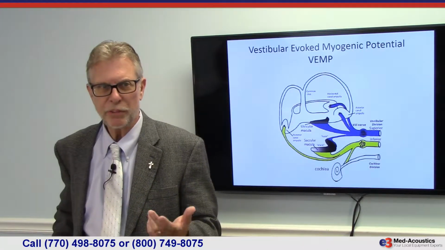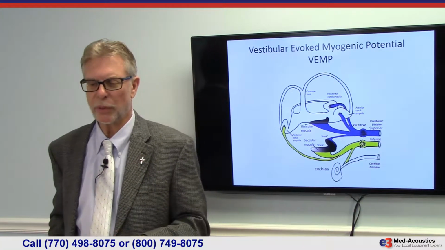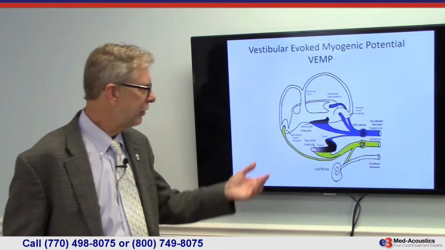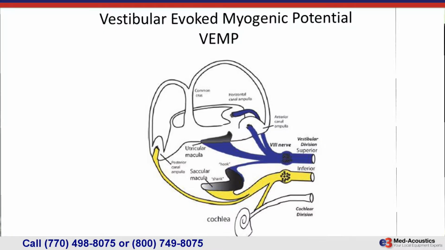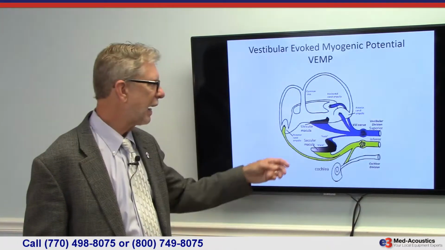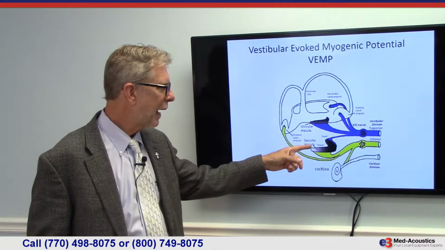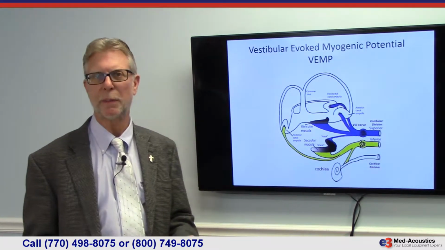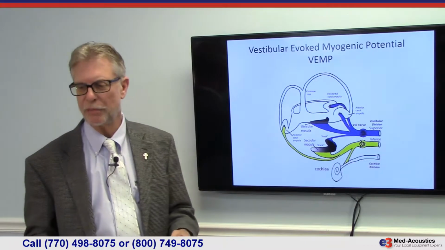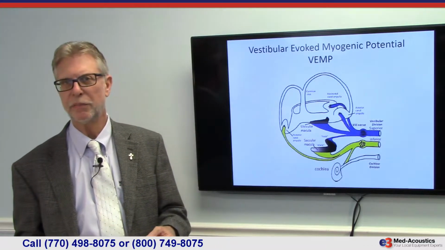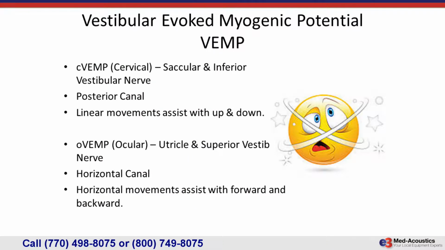So VEMP, vestibular evoked myogenic potential, is what we're talking about today, and this is the anatomy involved. There are 2 types of tests involved. There's a C-VEMP, or cervical VEMP, and an O-VEMP, or ocular VEMP. The cervical VEMP is going to involve the saccula and the inferior vestibular nerve. And the O-VEMP, the ocular VEMP, is going to involve the utricle and the superior vestibular nerve. So that's important to know.